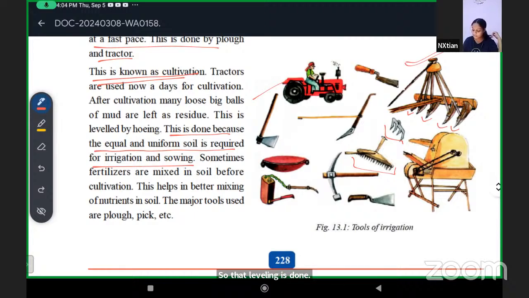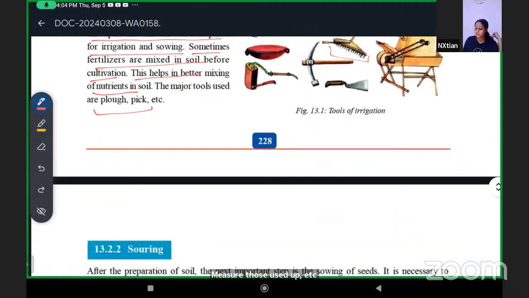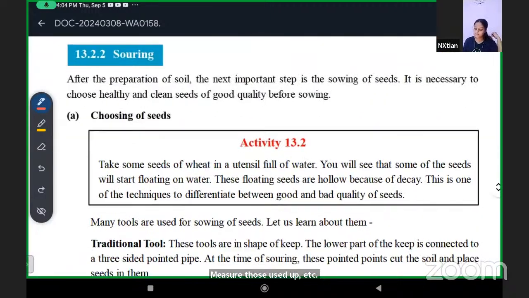Sometimes fertilizers are mixed in soil before cultivation. This helps in better mixing of nutrients in soil. Major tools used are plow, pick, etc. Then sowing.